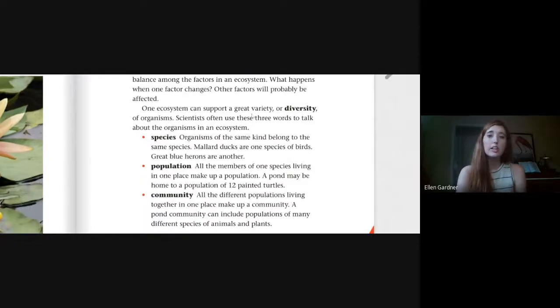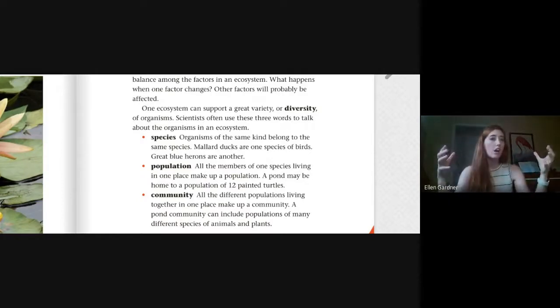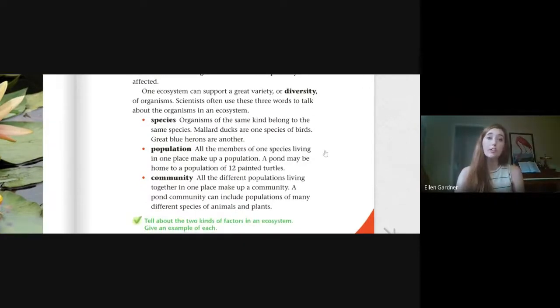One ecosystem can support a great variety or diversity. Diversity is like that word variety, lots of different things, of organisms. Scientists often use these three words to talk about the organisms in an ecosystem. Okay? One of the words is species. Can you say species?